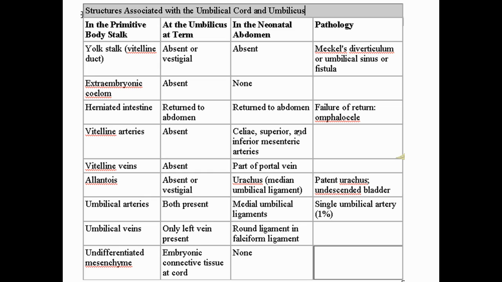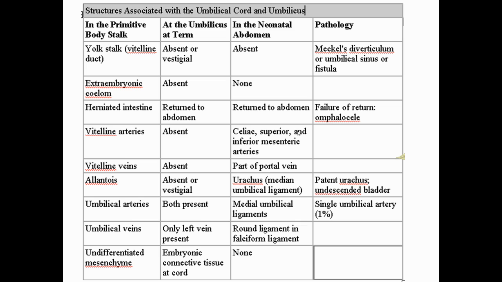Allantois is absent in the umbilicus, and in the neonatal abdomen it becomes the urachus. Umbilical arteries are present in the umbilicus, and in the neonatal abdomen they form the medial umbilical ligaments. Umbilical veins: only the left vein is present in the umbilicus, and in the neonatal abdomen it forms the round ligament and falciform ligament.